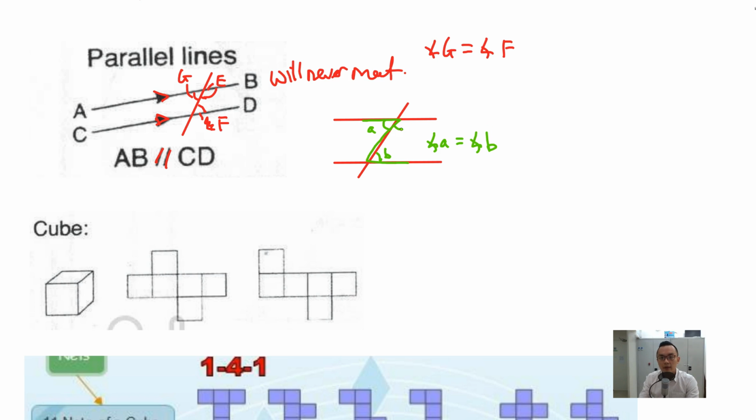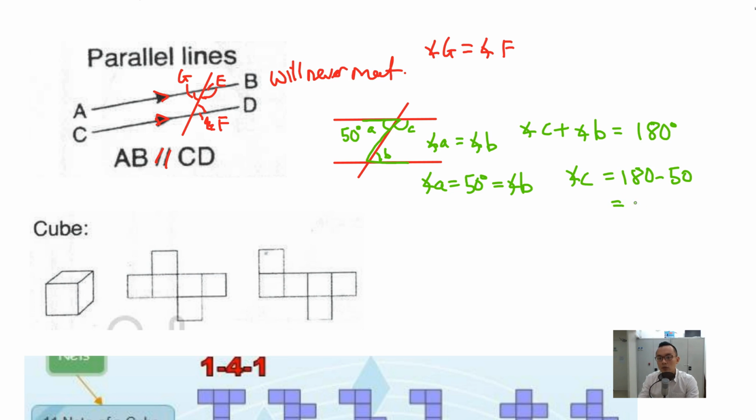And this is angle C. So angle C plus angle B equals 180 degrees. Therefore, if angle A is 50 degrees, that means angle B is also 50 degrees, which means angle C equals 180 minus 50 equals 130 degrees.